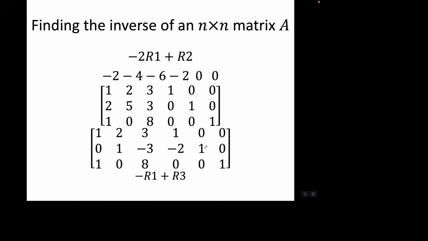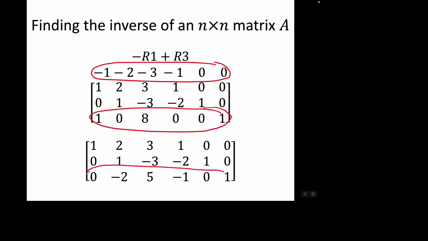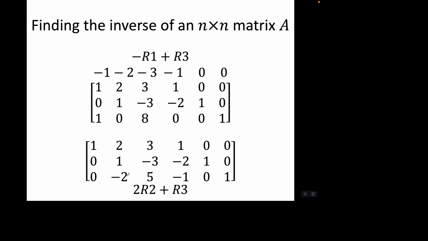Okay, next, let's add negative row 1 to row 3, and we're going to use that to kill off this one over here. When we do that, here's what the opposite of row 1 looks like. When we add this to row 3, here's what the new row 3 is going to look like. Negative 1 plus 1 is 0, etc. So we just end up with 0, negative 2, 5, negative 1, 0, 1 as the bottom row, the new row 3.